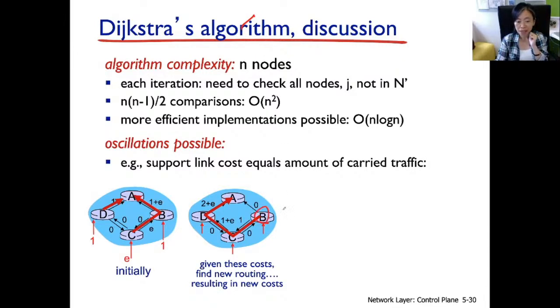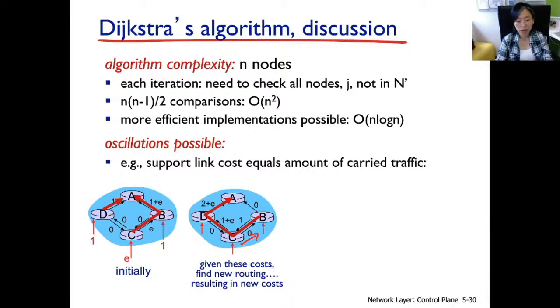So B will then try to see the cost to go this direction and the cost to go the other direction. The cost going counterclockwise is now 0. Cost going clockwise is now 1 plus 1 plus E plus 2 plus E. That's 4 plus 2E. So obviously, BA is the better path.